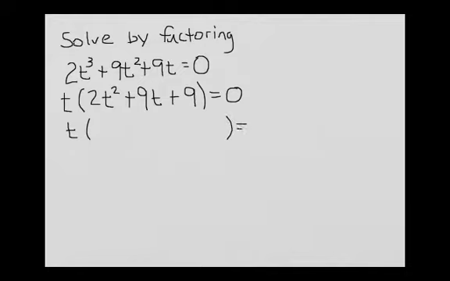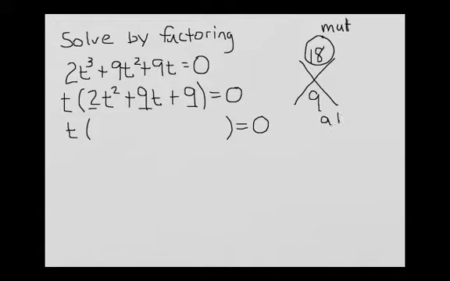We need to look at the leading coefficient, the coefficient of the squared term, multiplied by the coefficient at the end, or the constant term. We multiply those together and we get 18, and then the middle term is 9, so we put that here. So we need two numbers that multiply together to give us 18, and when we add them together will give us 9.